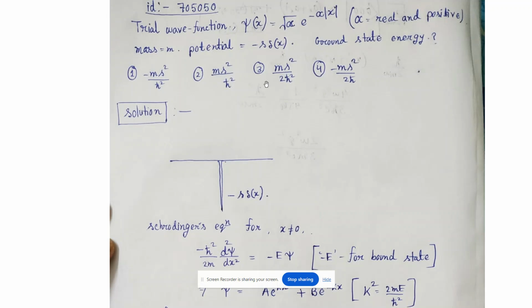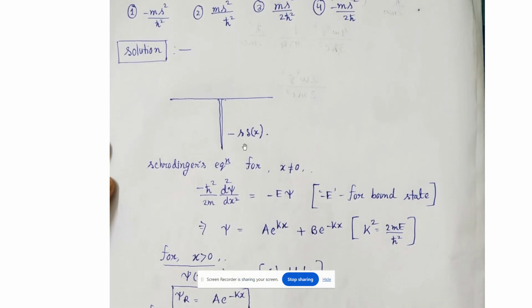Option 2 and option 3 will definitely not be correct, because your potential has range 0 to minus infinity. If your energy is negative, then only a bound state can exist. Otherwise, there will be scattering states. So E positive is not acceptable. We will work with E negative. So 1 and 4 could be the right solution.